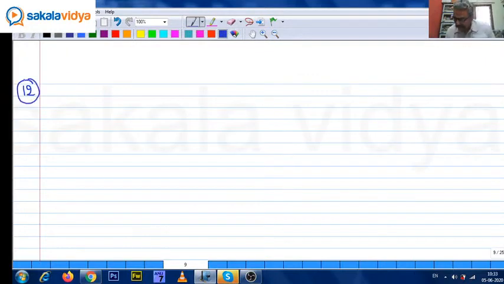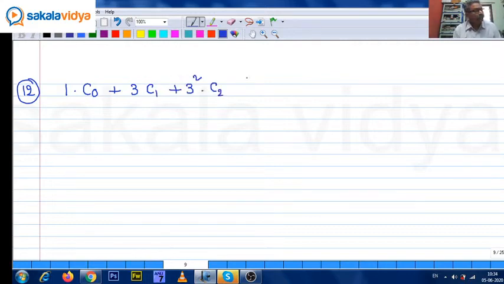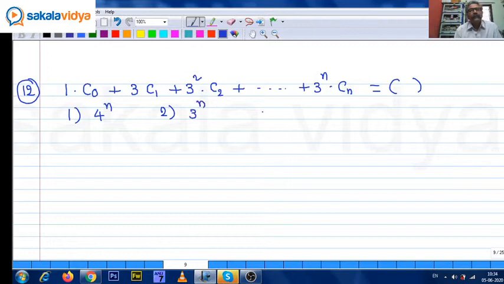Twelfth question. 1 times C0 plus 3 C1 plus 3 square times C2 plus and so on, 3 power n Cn equals to: first option 4 raised to n, second 3 raised to n, third 5 raised to n, fourth option 2 raised to n.